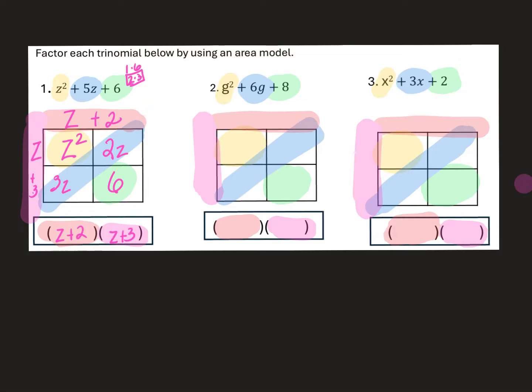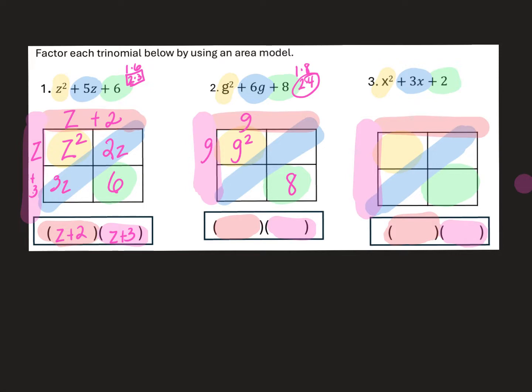Let's do the same thing for number 2. We know that in the yellow spot is g squared and the green spot is 8. And I want to find things that I can multiply to get 8, and that add together to get 6. So I skipped ahead of myself. I'm so sorry. What should I put here and here? What can I multiply times itself to get g squared? That would be g. So g goes here and here. G times g is g squared.